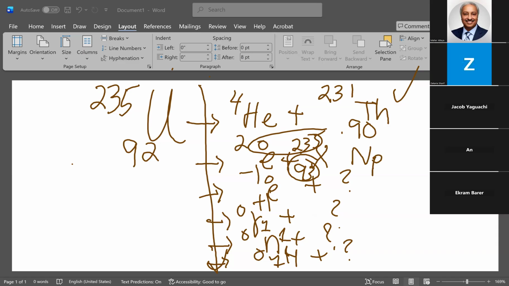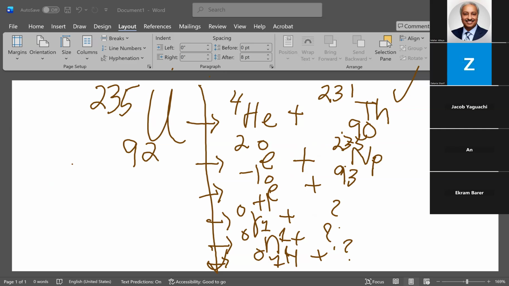So 93. Let's take this one here. So this is 93, and the top is 2, 3, 5. Let me take the X out. Oops, sorry. So that's the second one, correct?